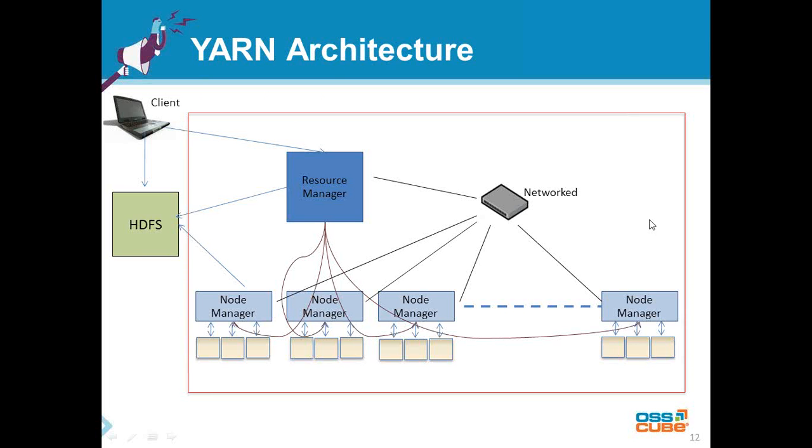I just wanted to show how YARN is different from MapReduce. In MapReduce we had the job tracker here, which has been replaced by the resource manager, which takes care of only the resources: scheduling, allocation, and monitoring of the individual nodes. That's all it does. Whereas the individual job management will be done by the individual application frameworks.